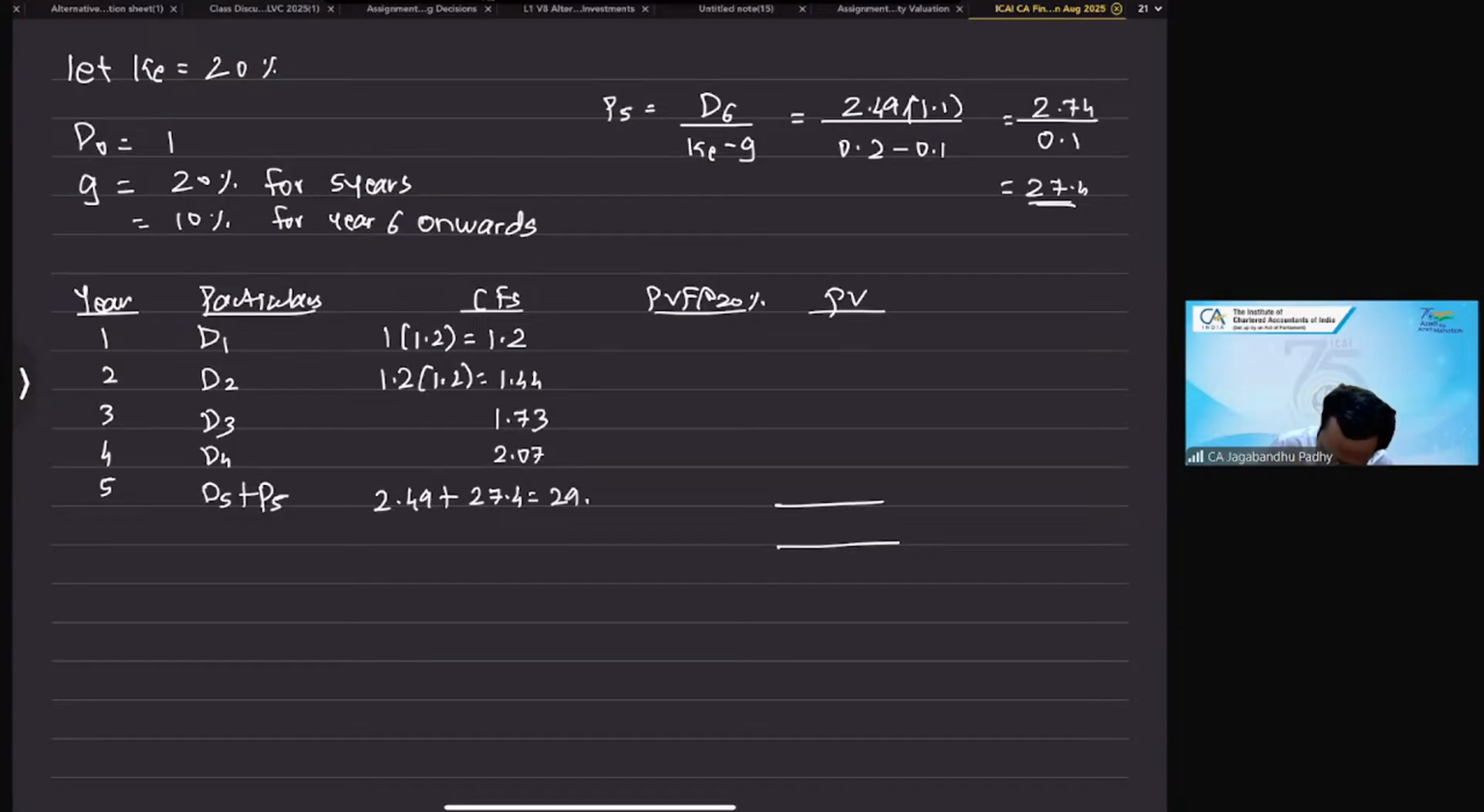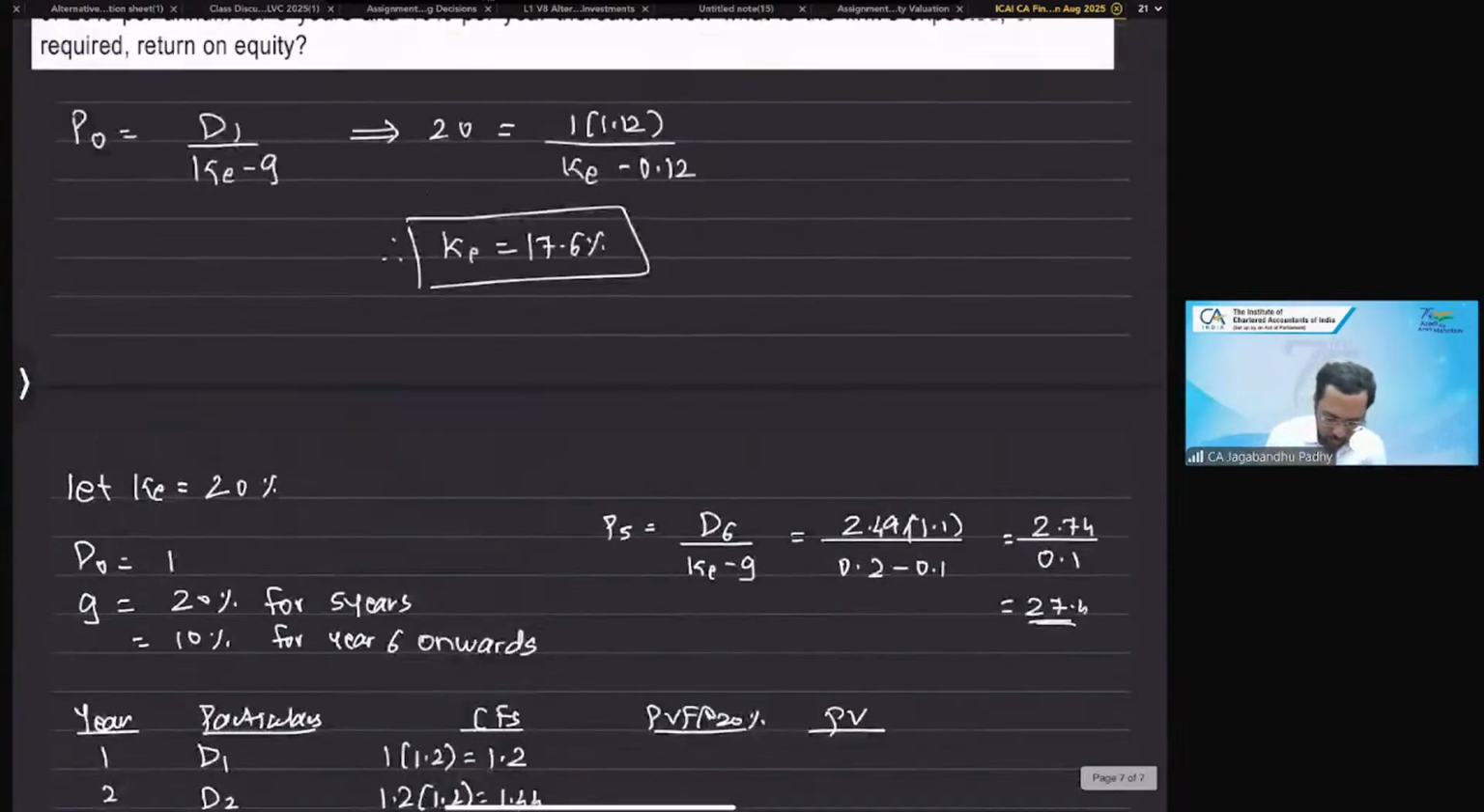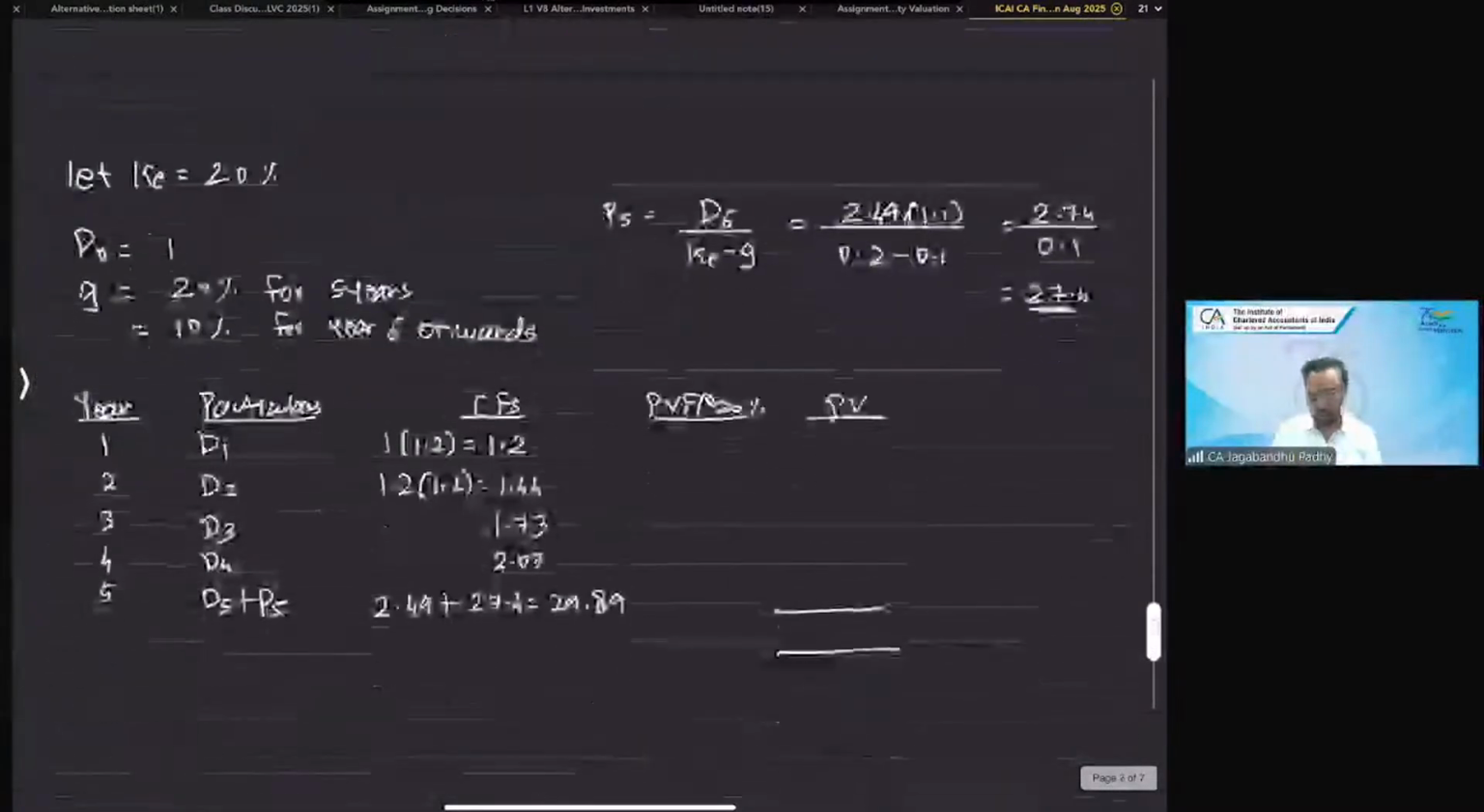This is 29.89. Okay. So just multiply it with the PV factors at 20%. Take the PV factors up to 3 decimals. And then give it the PV, because we want to ensure that the PV comes out to be 20. Let's observe what are these numbers.